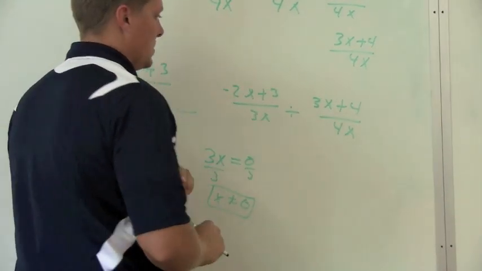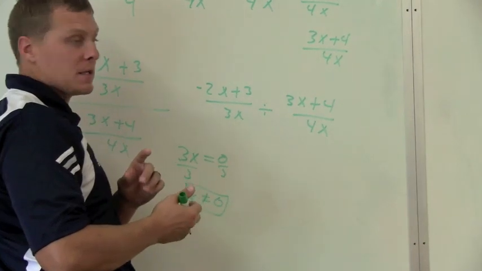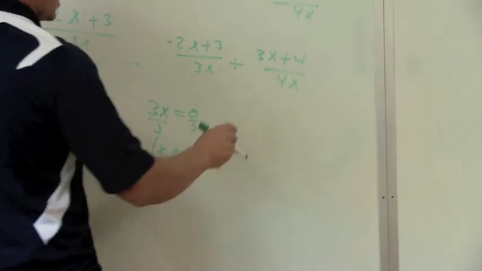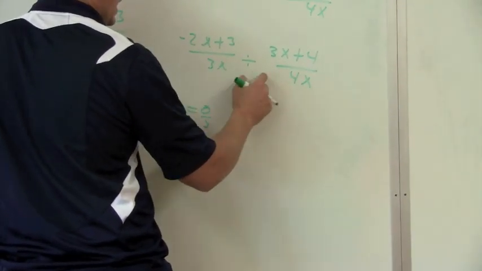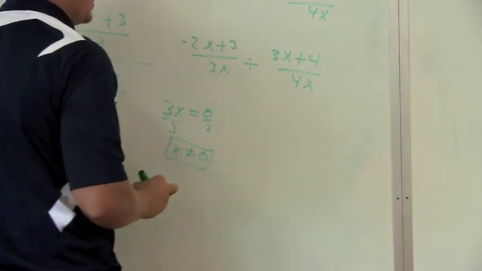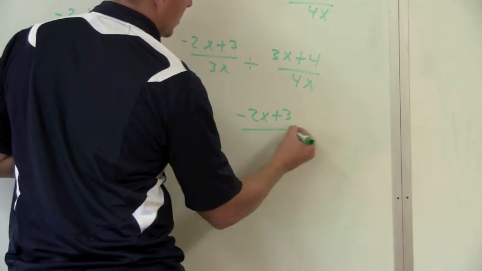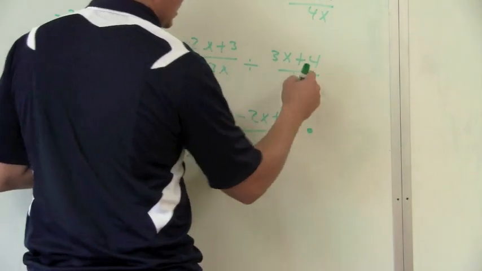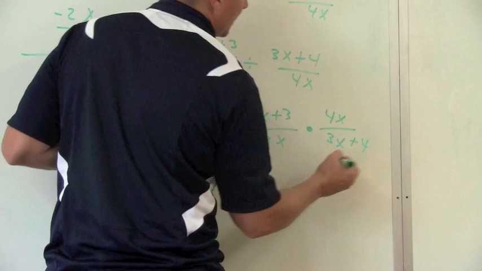Back to simplifying this. When we divide fractions, we can't actually divide fractions. We have to multiply by the reciprocal. Okay, so we have a fraction divided by a fraction. So what we have to do is change this to multiplying by the reciprocal. So we get negative 2x plus 3 over 3x. We're going to multiply that by the reciprocal here, which is 4x over 3x plus 4.